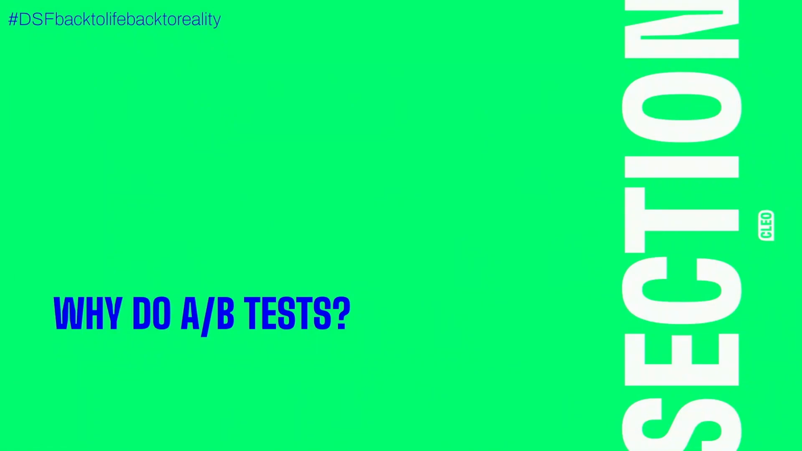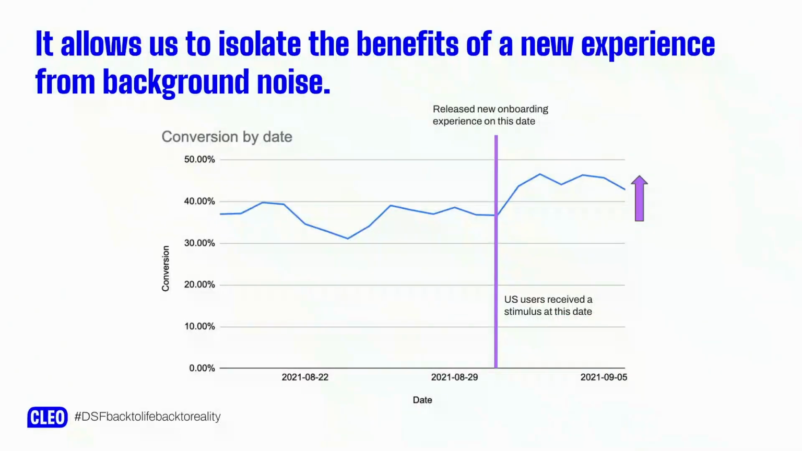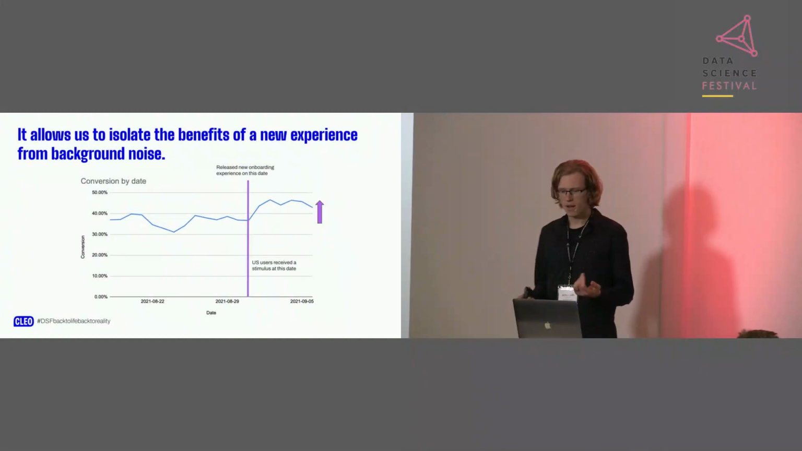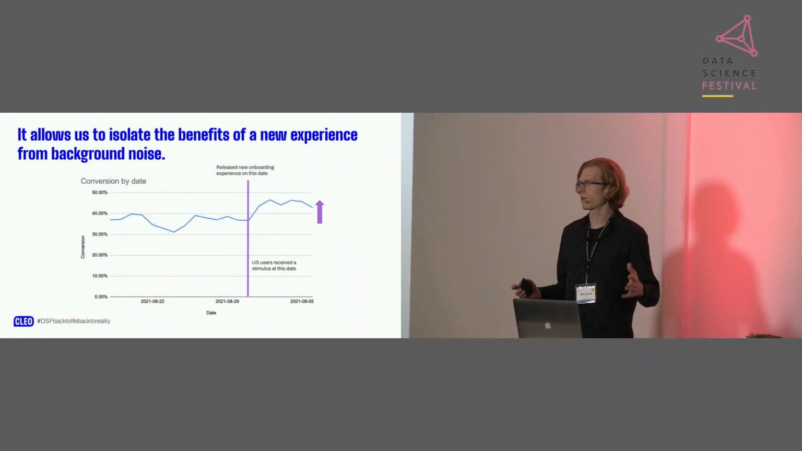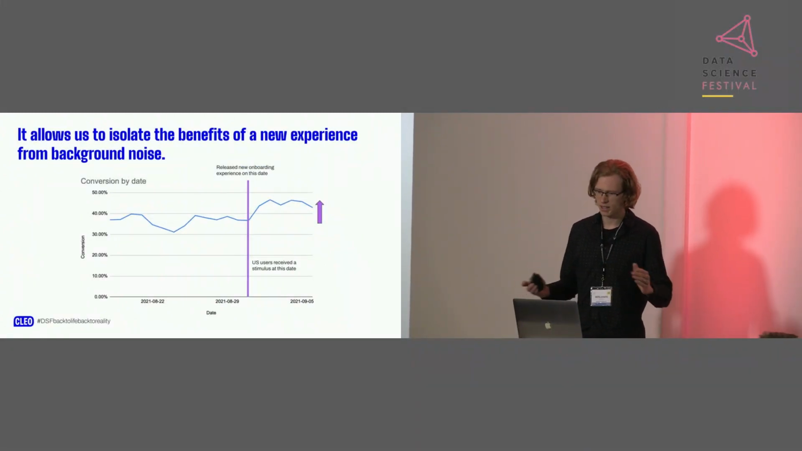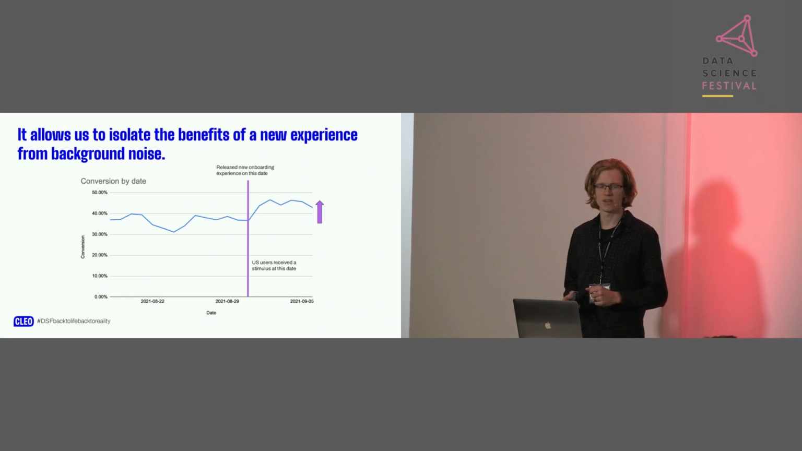So why do A/B tests? Well, an A/B test is also known as a split test or a randomized controlled trial. It's an experiment that you use to test the impact of a new experience on some sort of outcome metric. So say we were interested in conversion rate, and we have a new onboarding experience for the app. We're interested in whether more users are successfully onboarded.